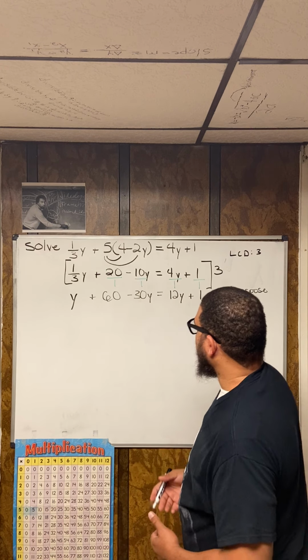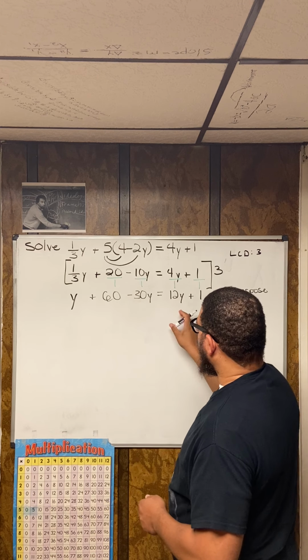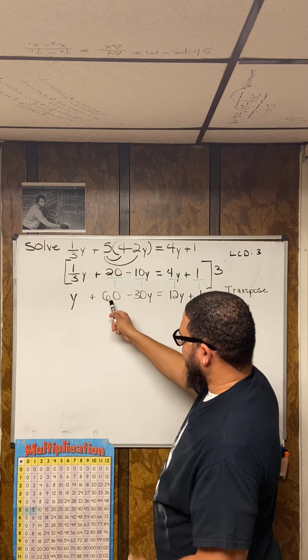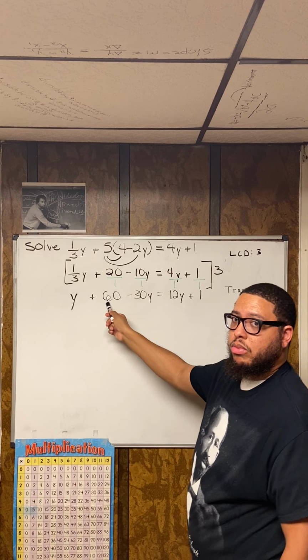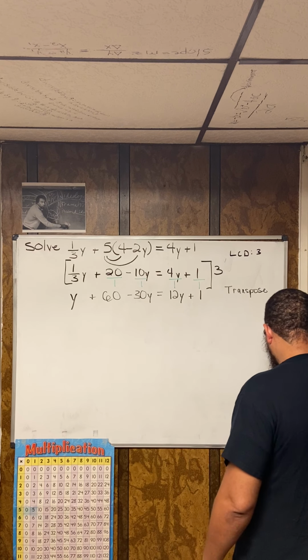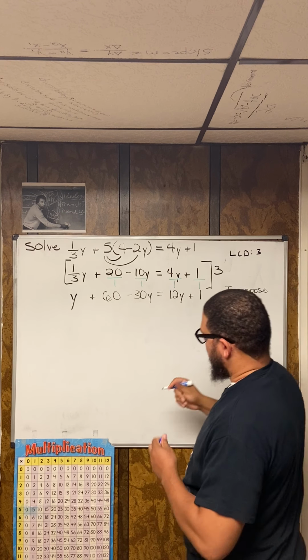So what does transpose mean? That means that I'm going to take all the y variables and make sure they're on the left. I'm going to move them over. And then anything that's a constant, like this 60, got to go. This 60 is going to move over to the other side of the equal sign and go over here. So it's going to look like this.